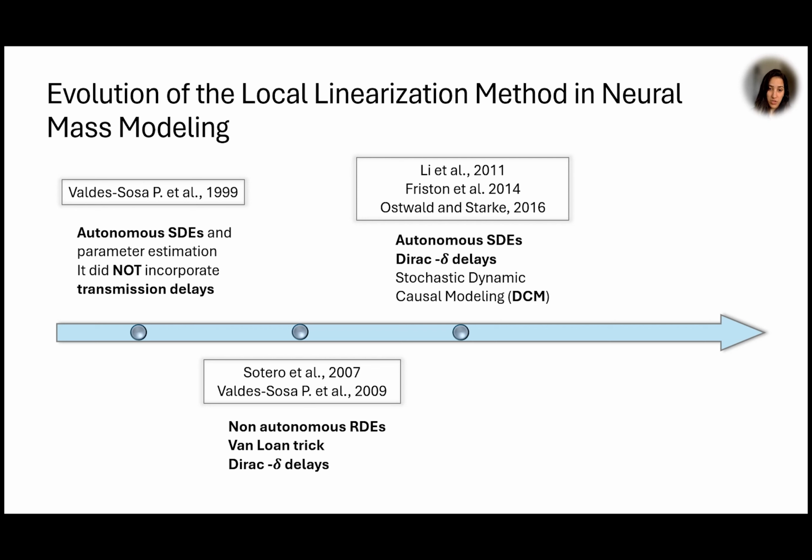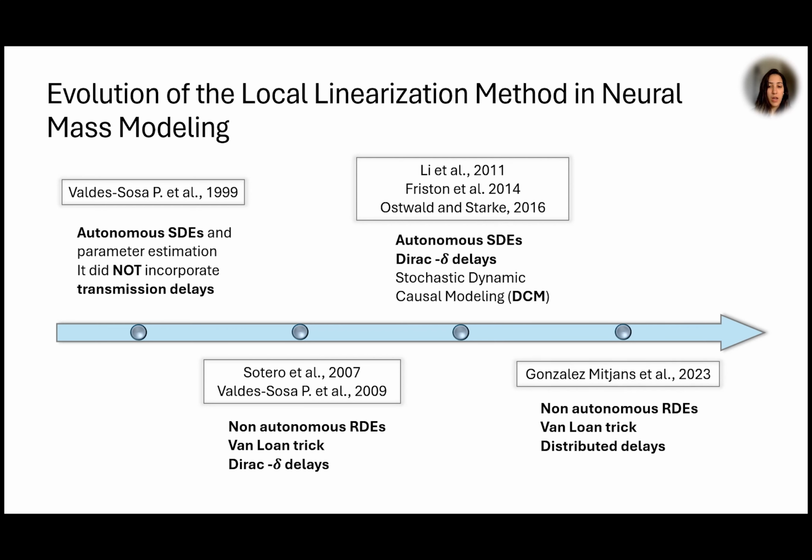An example of that is the stochastic DCM. Later, we published a paper where we work with non-autonomous random differential equations. We also keep working with the Wang trick, since it's a very good strategy to increase the speed of the calculation. And this time, we include the distributed delays to analyze the transmission delays in signal propagation.